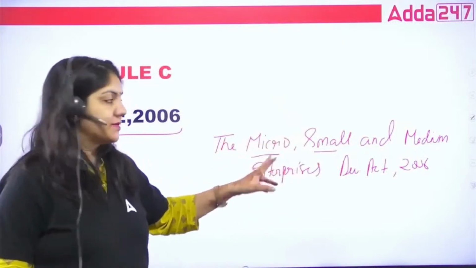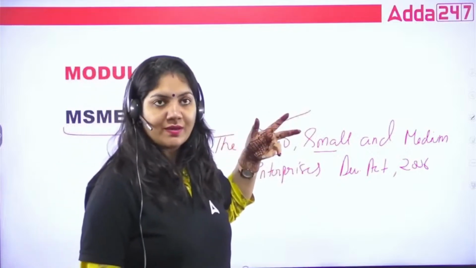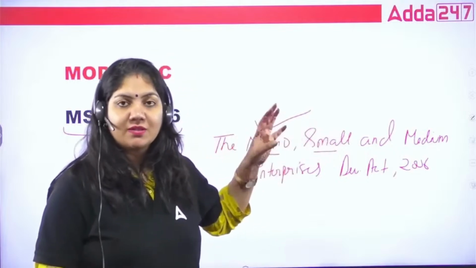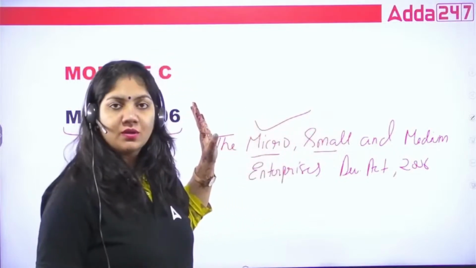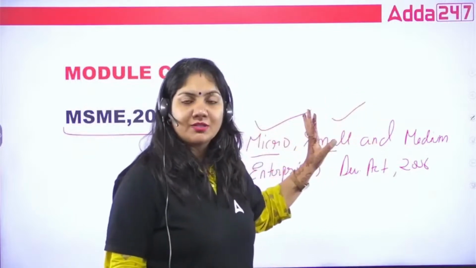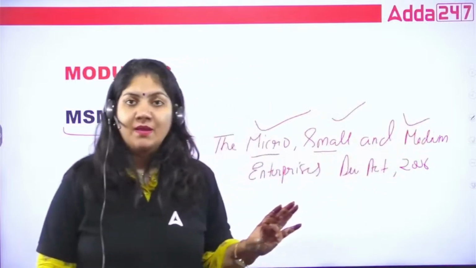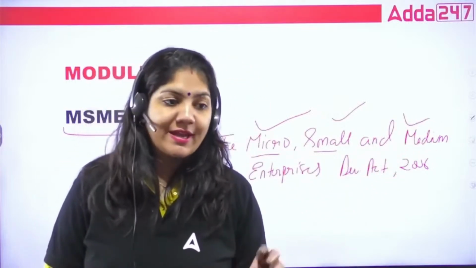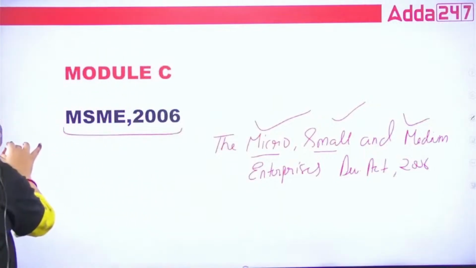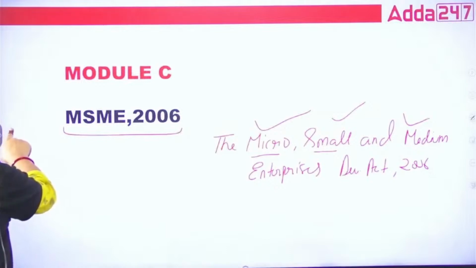Suppose any person establishes a micro enterprise. If the investment and turnover come under micro, it is micro; if the investment and turnover come under small, it is a small industry; and if the turnover and investment come under medium, it is a medium industry. So we have to encourage and develop these. Okay, so this act is basically this. So what exactly do we have to study?